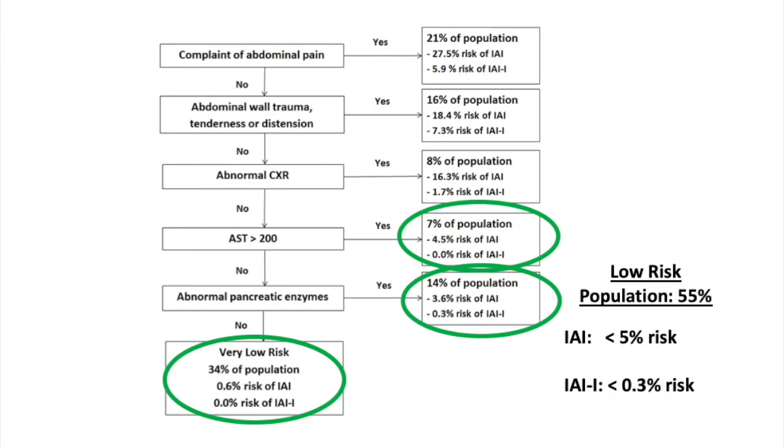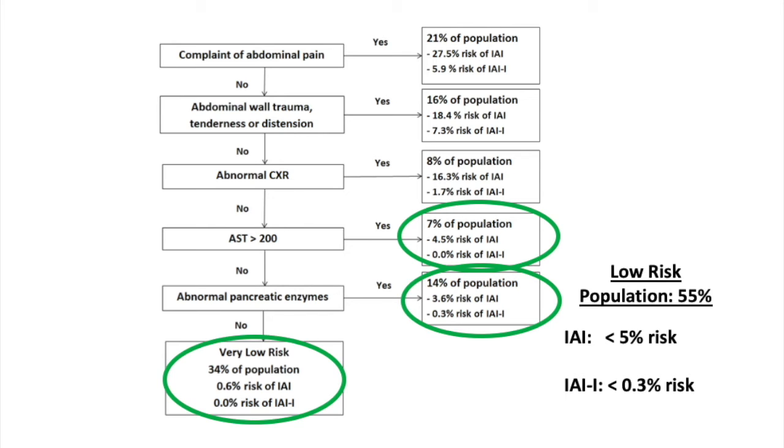In regards to the 5-variable model, the model was derived following a study, which was a prospective study involving 14 level 1 pediatric trauma centers. This slide again highlights the 5-variable model and the percentage of patients with abnormal variable.